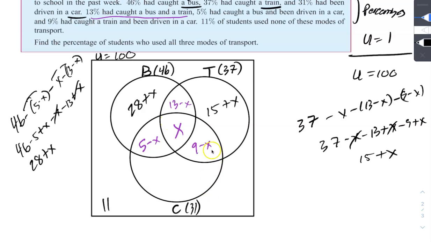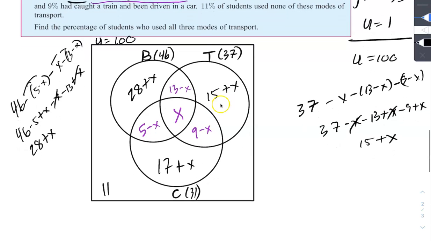And then we're going to do the exact same for the last one here. The whole thing is 31. 31 minus 5 minus 9. So 31 minus 9 is 22. 22 minus 5 is 17. I know it's going to be plus x, like the other one, so it'll be 17 plus x. So now I filled the whole Venn diagram. That was the hardest part.